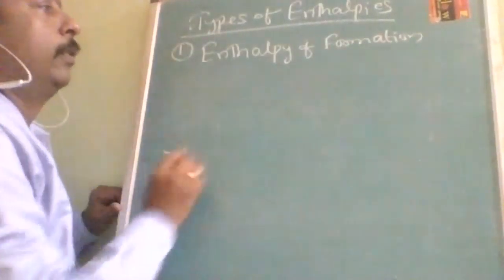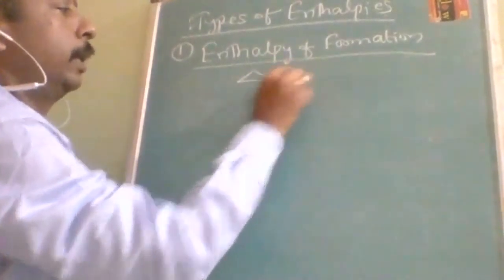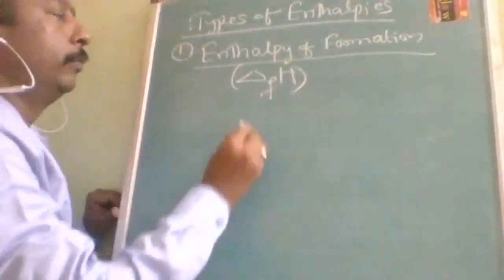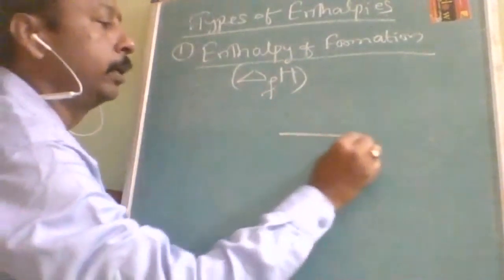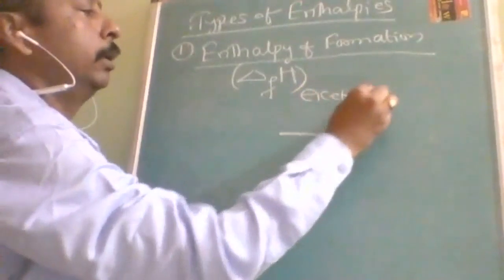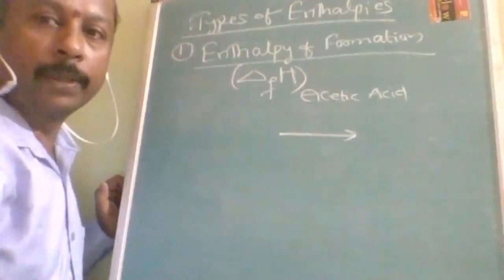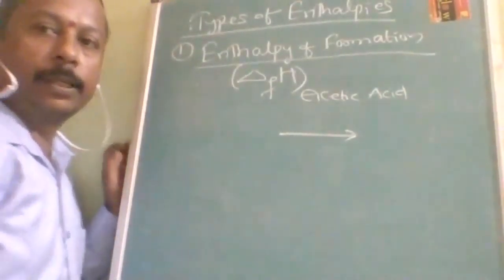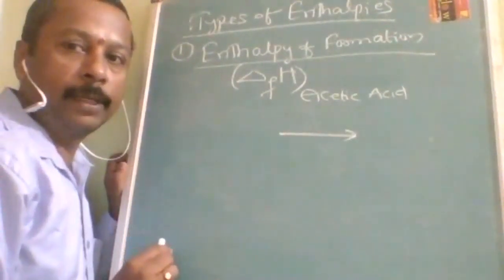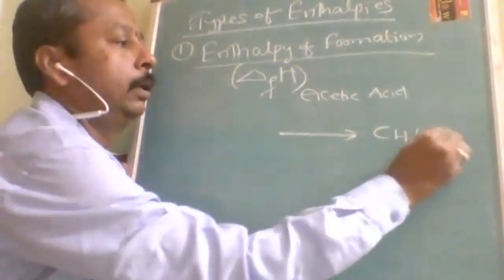Okay, enthalpy of formation. First topic is enthalpy of formation. It is denoted with delta F subscript H. And what is the equation you need to write? Suppose the enthalpy of formation of acetic acid is given in the question. Then whatever formation is mentioned needs to be written on the right side.